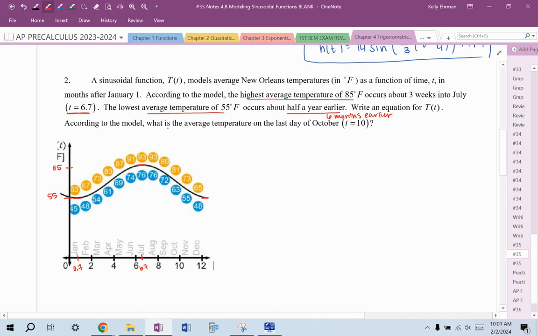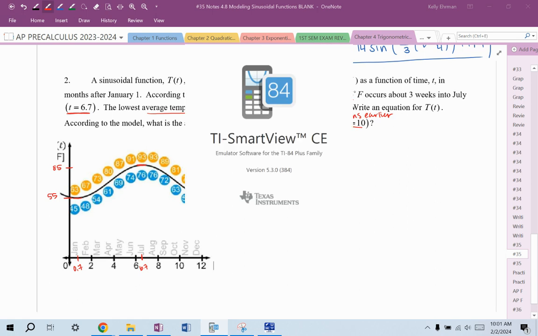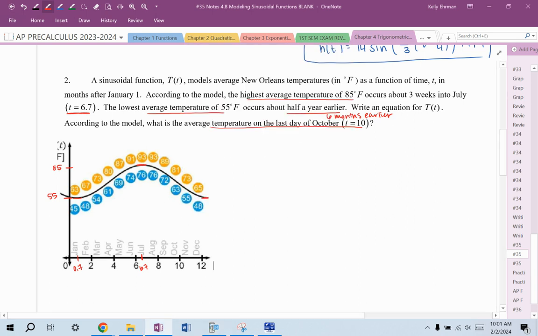All right. According to the model, what is the average temperature on the last day of October? T equals 10. So I'm going to get my calculator fired up while we work on writing the equation. All right, so let's take a look at this. We could start with the midline. Let's try to keep this like we did when we didn't have any context.